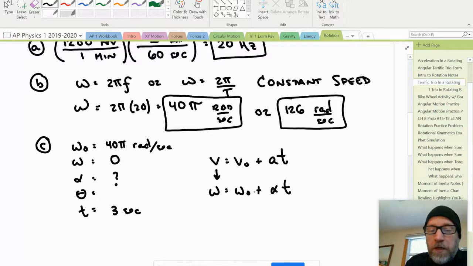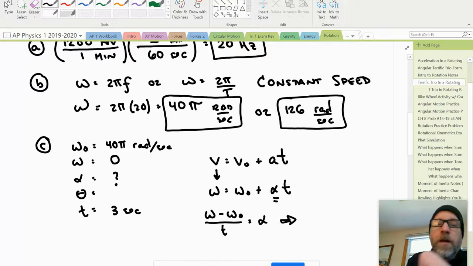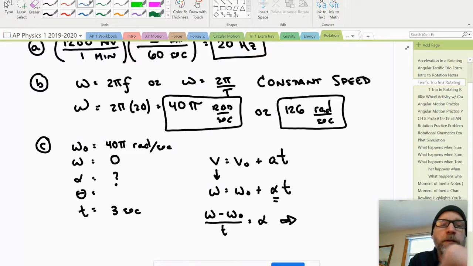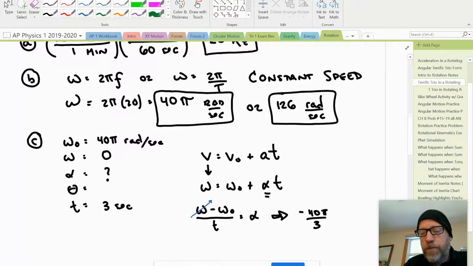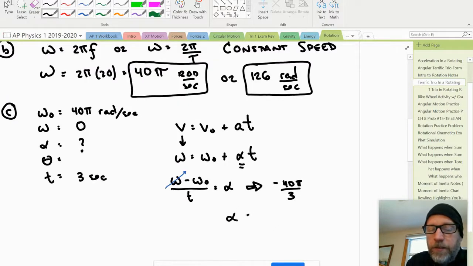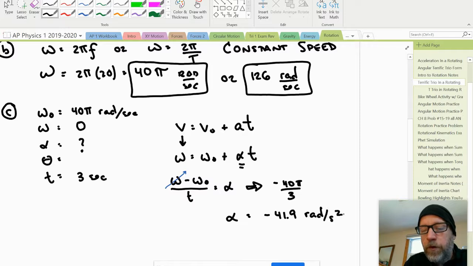So we're looking for alpha. Omega minus omega naught divided by t equals alpha. Yes, I could have just crossed off the omega naught. I'm sorry, the omega. My bad. So I get minus 40 pi divided by 3, and I get an angular acceleration of negative 41.9 radians per second squared.